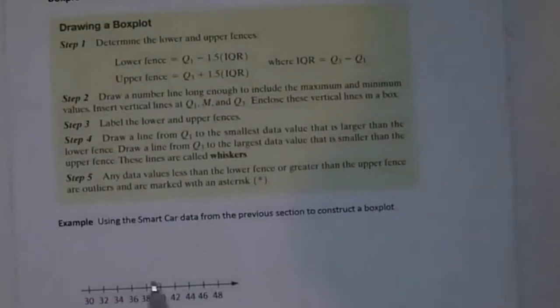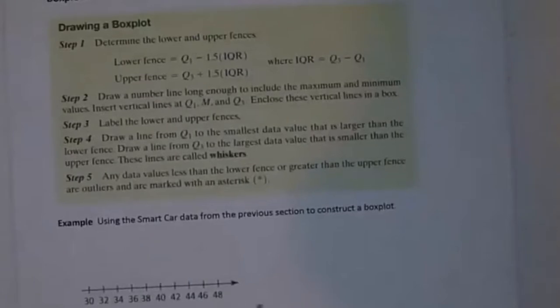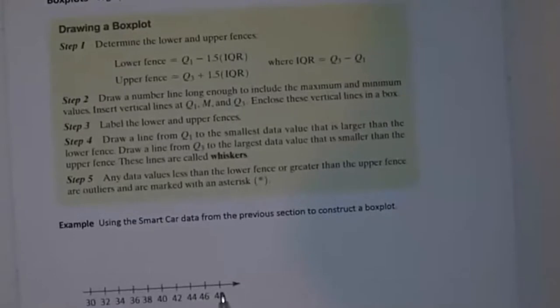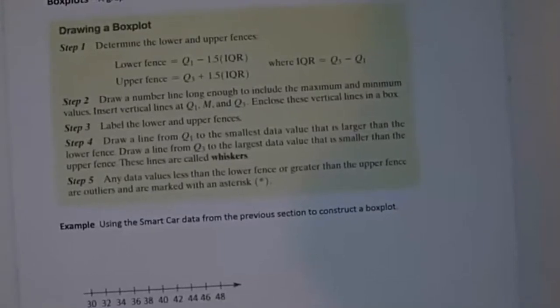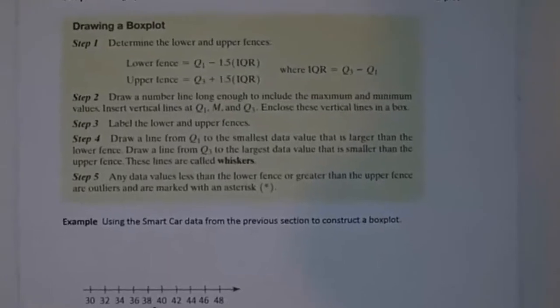So all I'm going to do to construct this box plot is start with a number line, and I drew a number line that started at 30, because our smallest data value was 31.5, and I went to 48 because our largest data value was 47.5. So I just have this number line with those values labeled. So I'm going to start by finding the quartiles.